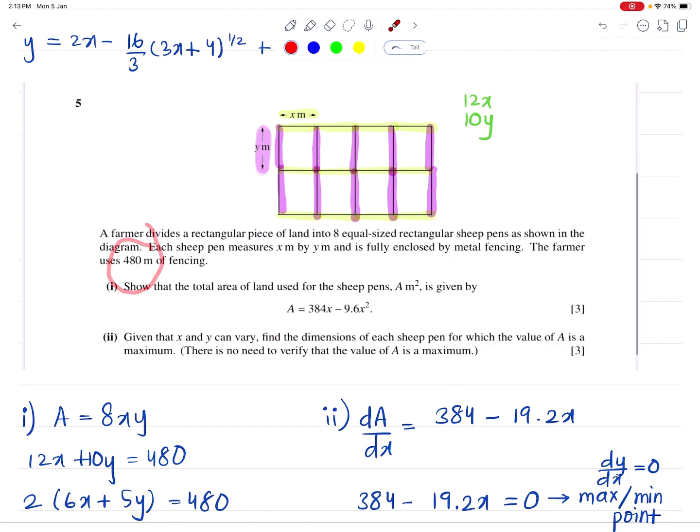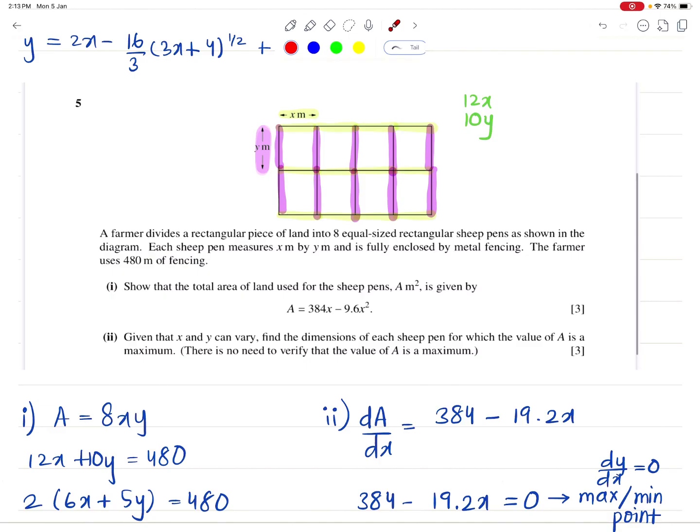This basically means you'll have to make some equation using this numerical. Show that the total area of land used for the sheep pens is given by this equation. Now you can see that in this equation you don't have any y. There's no y variable involved in this equation.